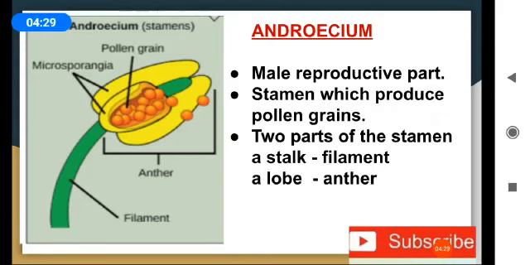Inside the stamens there is the pollen sac. These pollen sacs produce the pollen grains. Then two parts of the stamen are filament and anther. A stalk called filament and a lobe called anther. So each stamen consists of two parts. They are a stalk and a lobe, that is known as filament and anther.